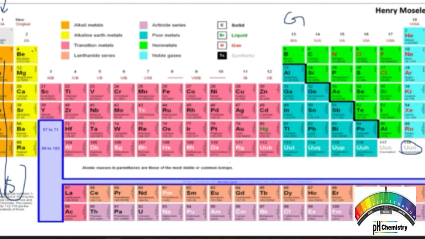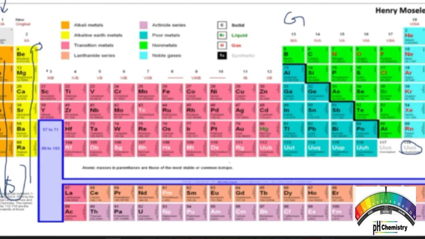In the second group, all these are the alkaline earth metals. Why is it known as alkaline earth metal? Because they also form alkali when reacting with water. Alkali means base. Okay, but these are found in the earth crust, so they are named as alkaline earth metals. All the second group elements are alkaline earth metals.